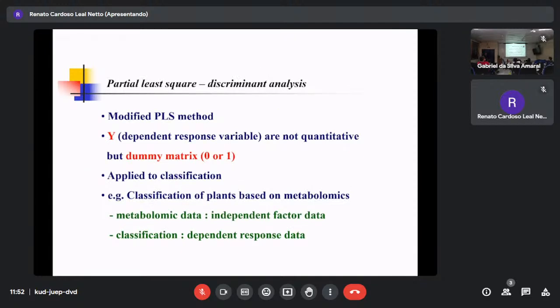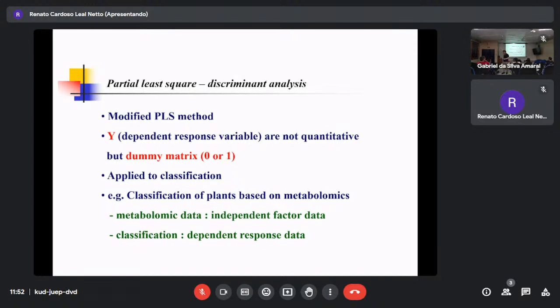Sometimes, like yesterday, as I mentioned, you select this one: here metabolomic data, and here bioactivity data, for example, 0 to 100%. In this case, we call it PLS modeling, because with values like 1%, 2%, 50%, 60%, we combine them and then we can correlate.